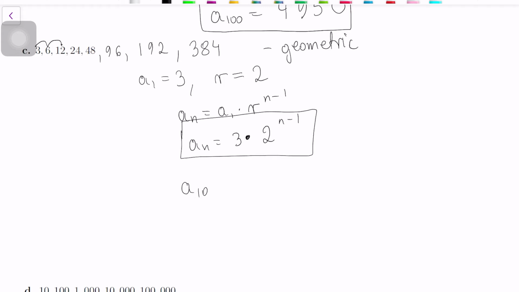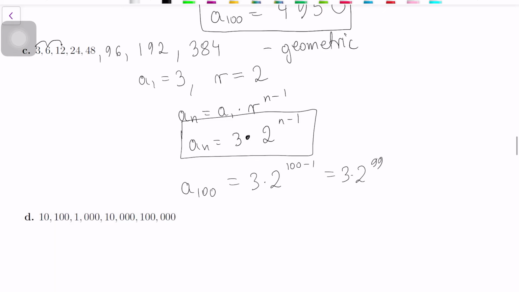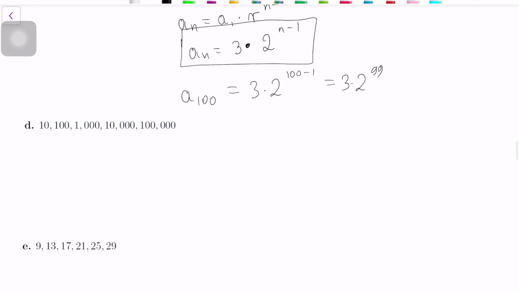So then if someone wants to find the 100th, that's going to be 100 minus 1. So 3 times 2 to the power 99. And I'm not even going to attempt to use a calculator for that, because it's a huge number. Okay.